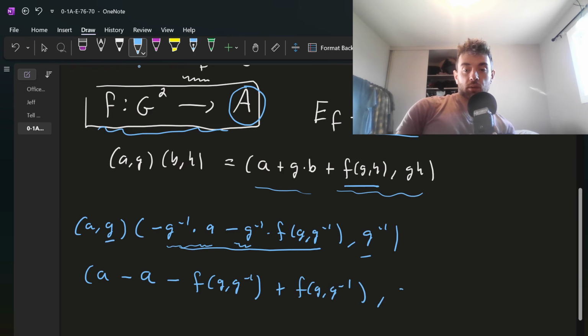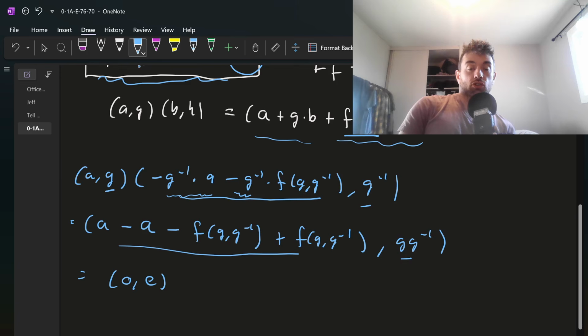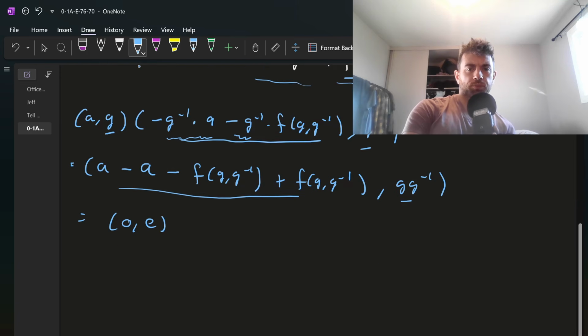And then in the second component, it's G times G inverse. So what does that mean? Well, if we look, all of these terms in the first component cancel out, and so do the terms in the second. So in fact, we have at least a right inverse.